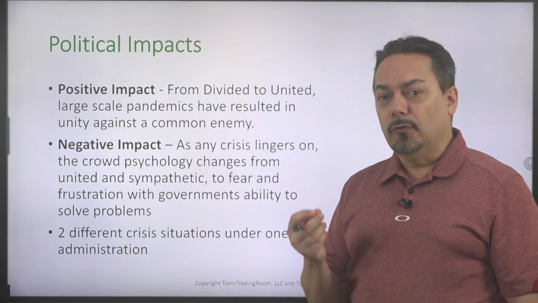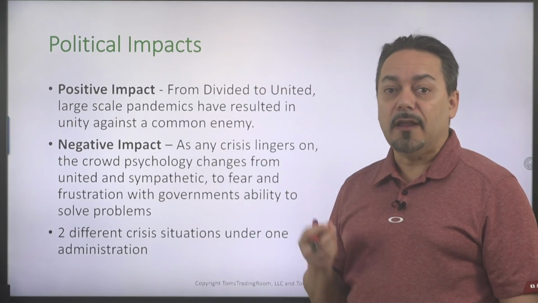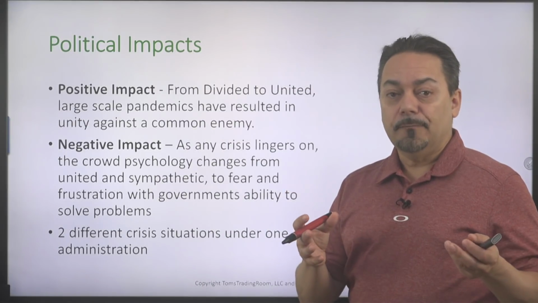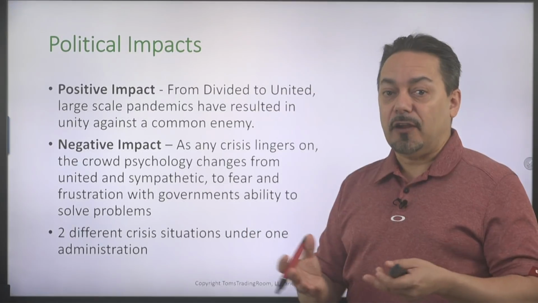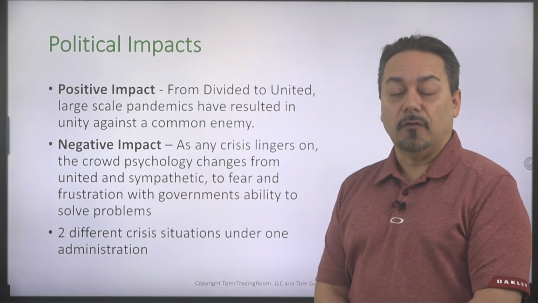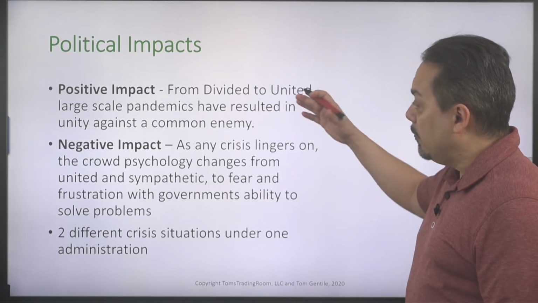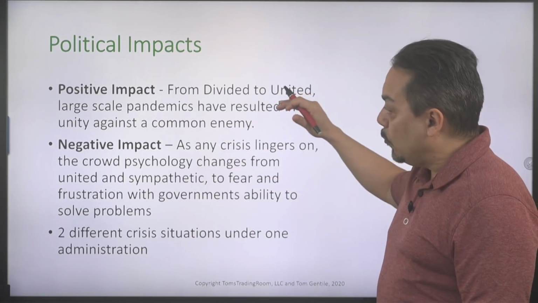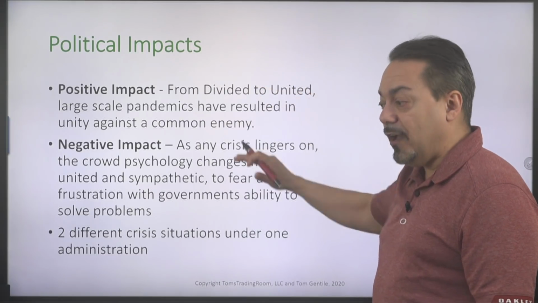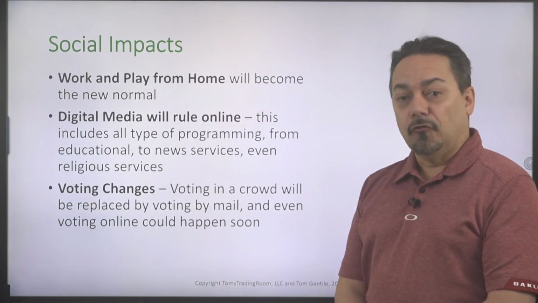And these were two different scenarios that happened under one administration. The first one, the administration got reelected. The second one, the administration was changed over. And so you can see the political impacts that happened between 2001 and 2008, both on the positive side and on the negative side. Social impacts.